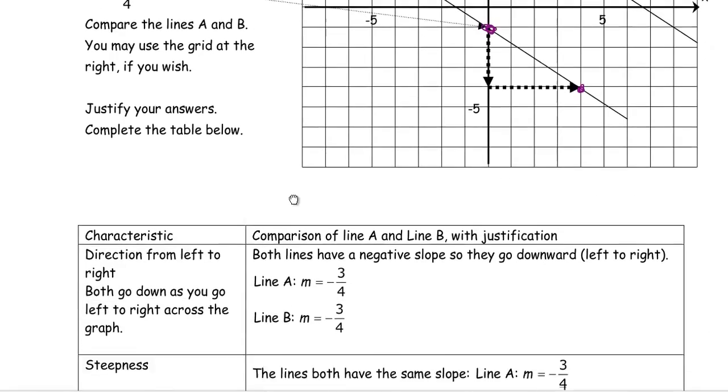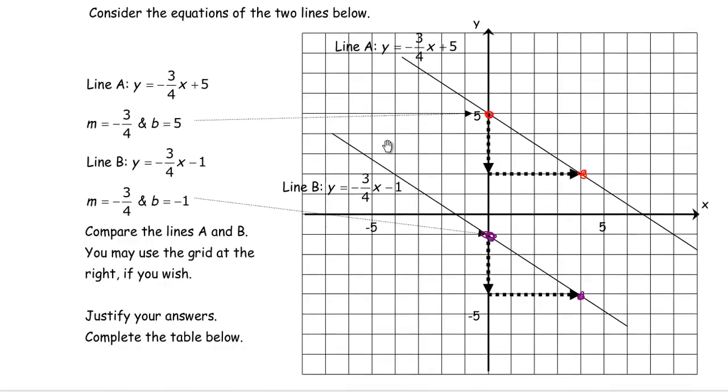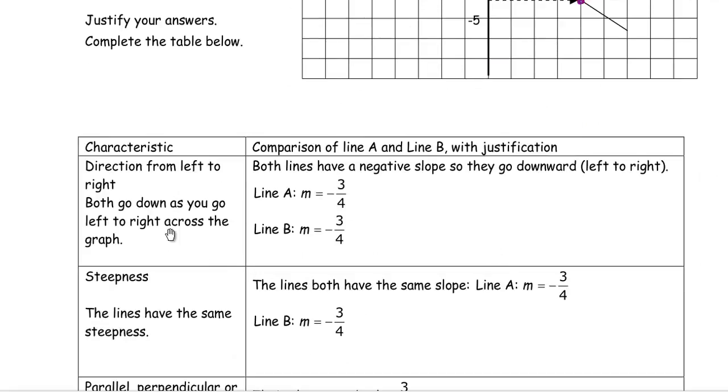So now that we have them drawn, we can go into the table here. We're asked under characteristics, direction from left to right. So that means as you go across the page, what's happening to the two lines? They're both going down as you go left to right across the graph. Left to right is how we read a page. You read from left to right in English and lots of languages. So both lines are going down as you proceed from left to right across the graph.